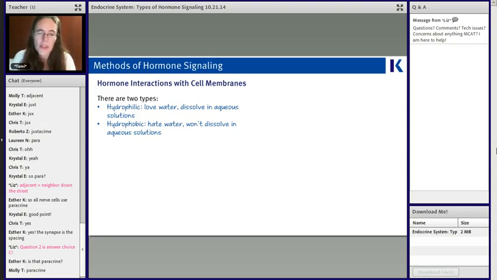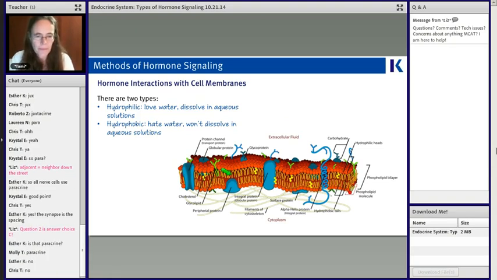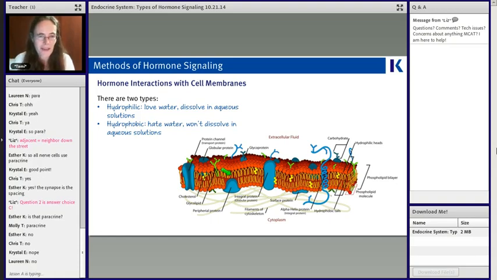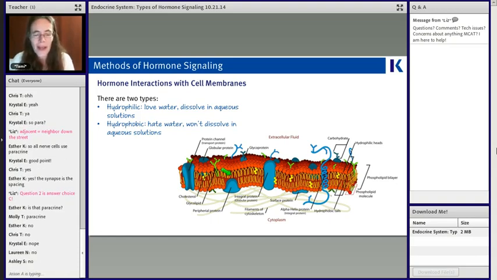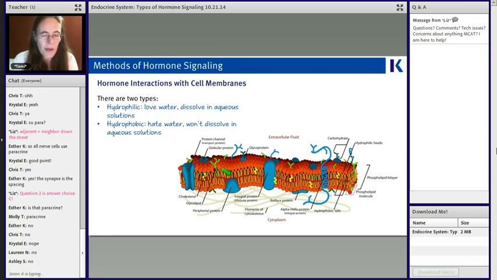Okay, so if I'm looking at a cell membrane, if I am hydrophilic, can I cross through this hydrophobic region? Can I get through that? Oh, no. Excellent, because there's nothing in there that's got water. So I can't cross through that. Now let's think about this. What types of hormones, of our major two types of hormones that we are thinking about, would not be able to cross through that hydrophobic center?